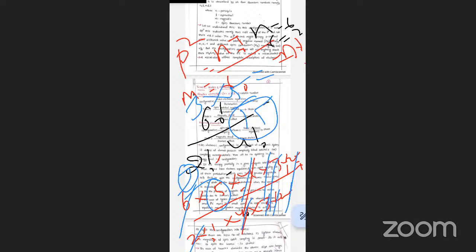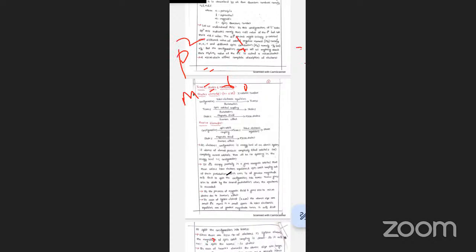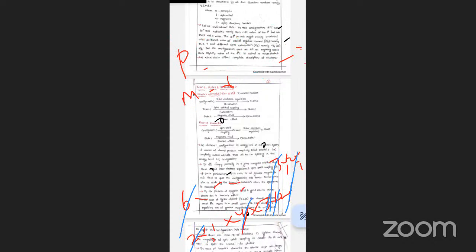For example, in the p3 configuration, p4, different configurations are there. In the p3 configuration, how many microstates are there?